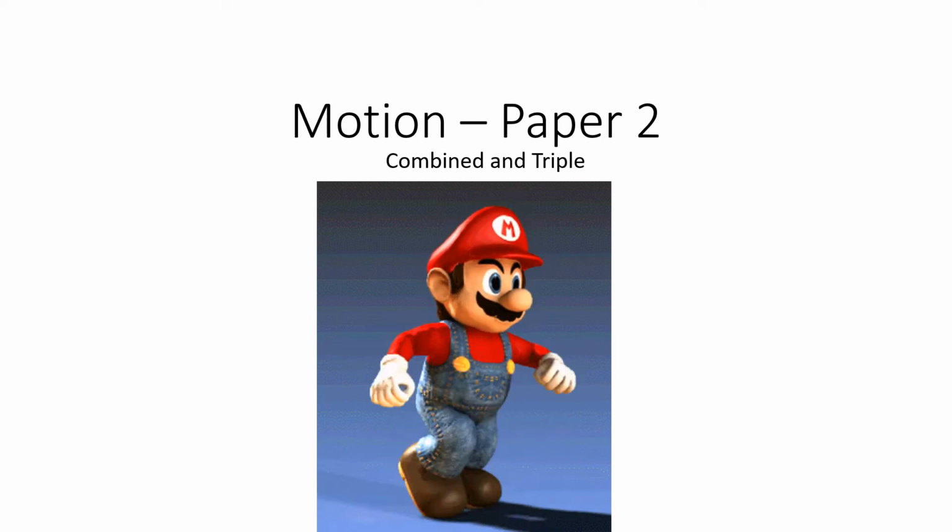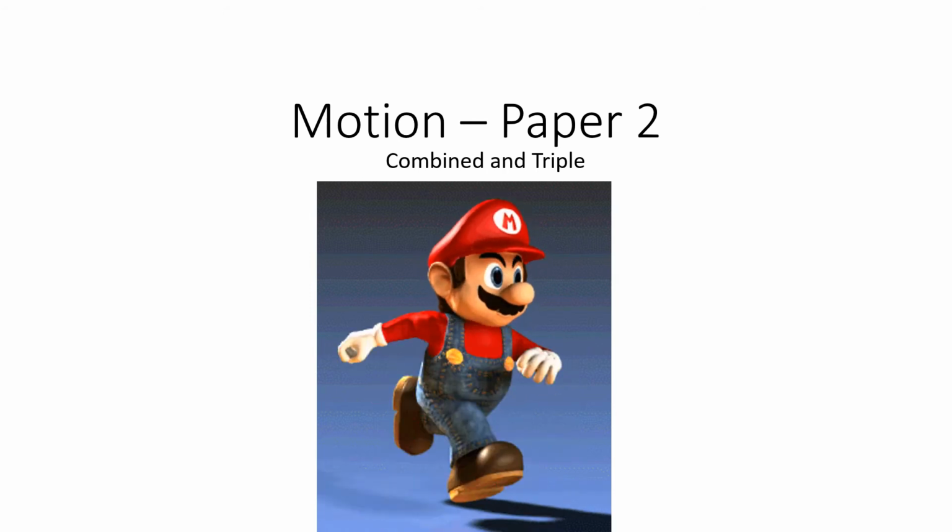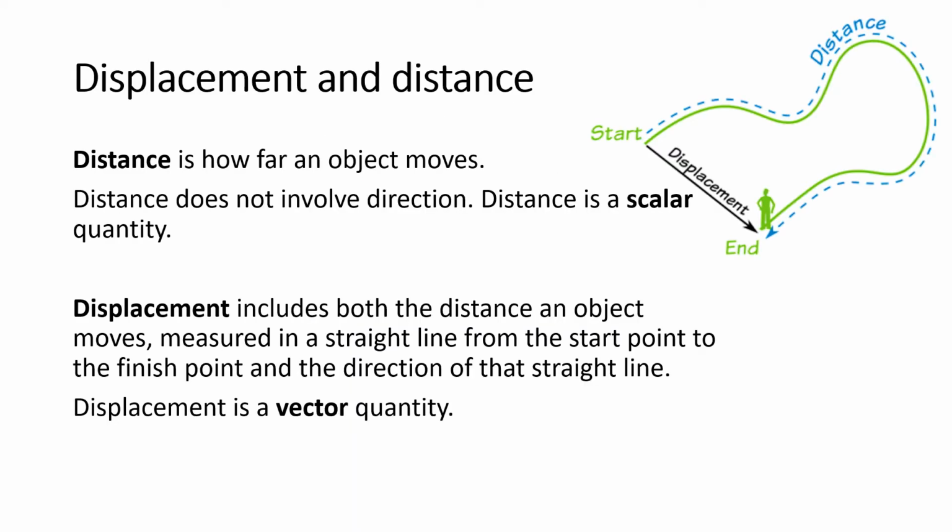This session is about motion, which is in paper 2 and is for combined and triple science. We looked at scalars and vectors earlier, but here is another example. Distance is how far an object moves and is a scalar quantity, but displacement says how far the object moves in a straight line and is a vector quantity.